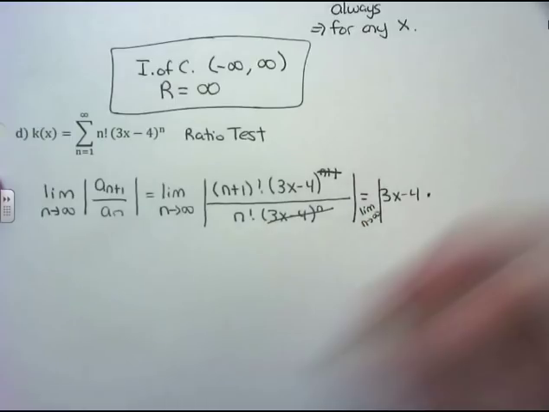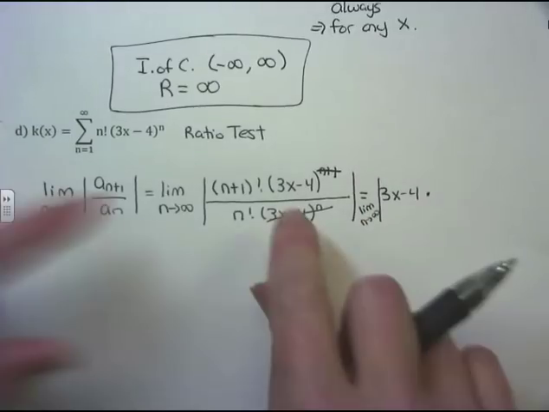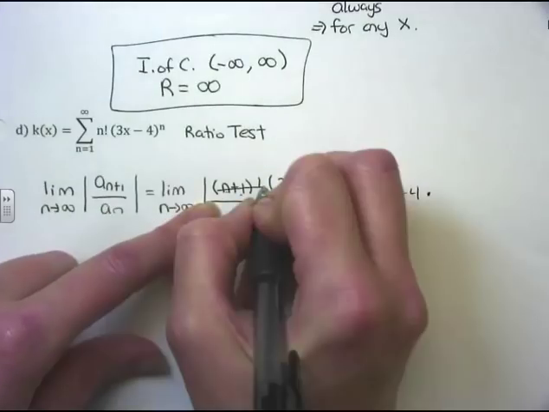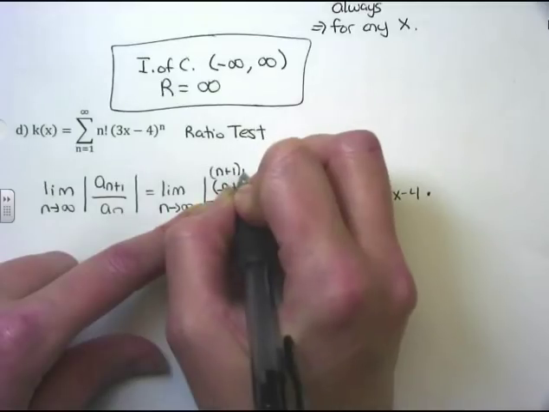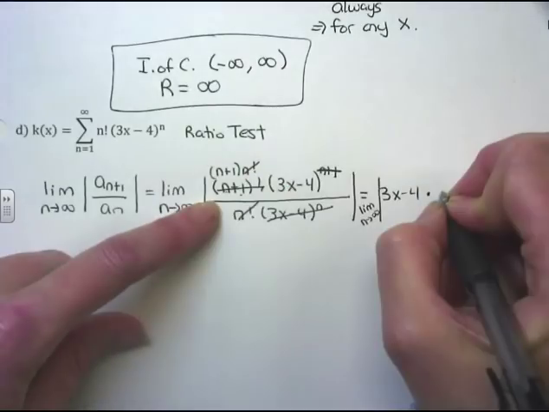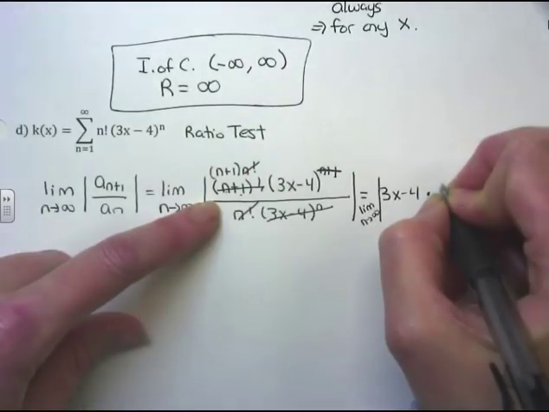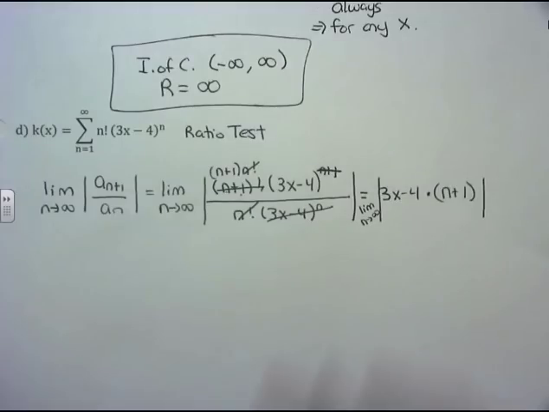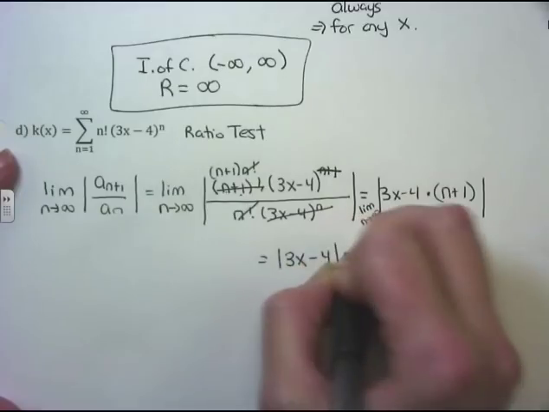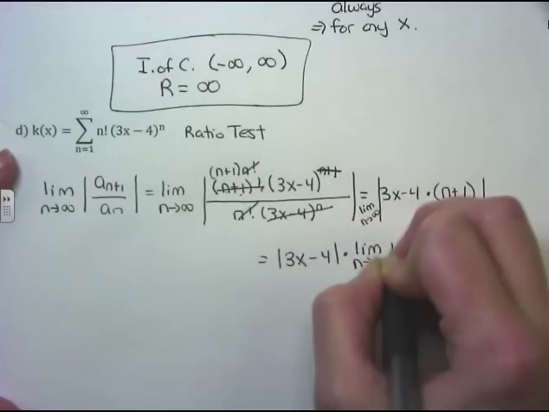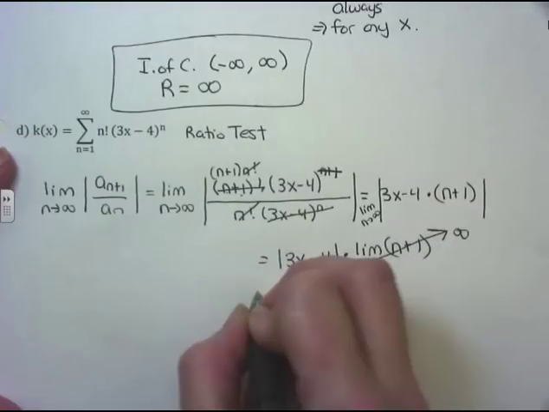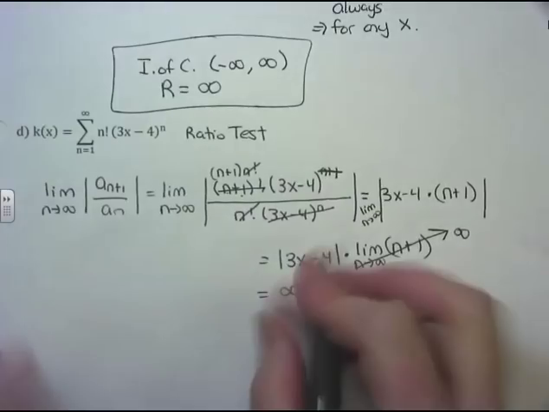We'll keep the limit with us for now. In here I have an n plus 1 factorial divided by n factorial. Again, n plus 1 factorial is the same as n plus 1 times n factorial, meaning you should be left with an n plus 1 in that numerator as well. So what I'm looking at is the absolute value of 3x minus 4 times the limit as n goes to infinity of n plus 1. You should notice that this piece is going to infinity, meaning this whole thing just diverged, right?